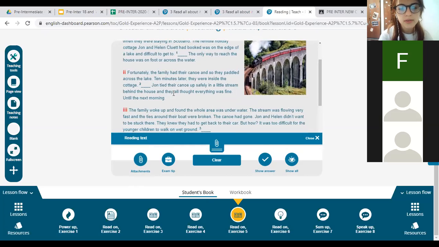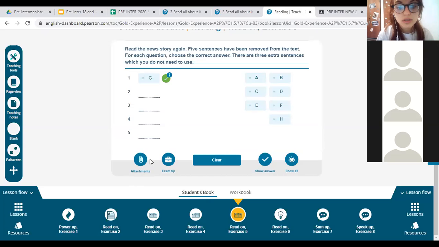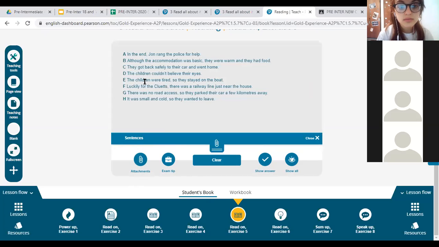Here we have the description of how they got on the boat, right? So they had a canoe, they paddled across the lake. Ten minutes later, they were inside the cottage. John tied the canoe up in a little stream. Let's see the sentences. A, this one: in the end, John rang the police for help. No. They didn't need help yet. They were just getting to the cottage.